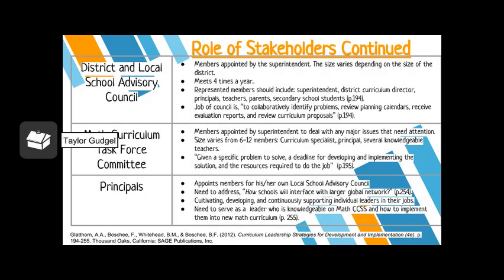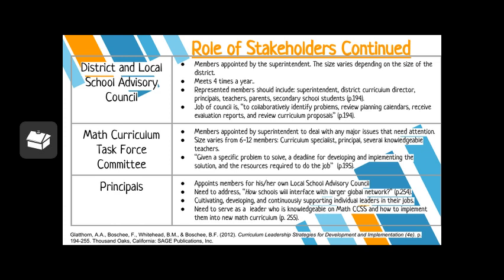The next few stakeholders are the district and local school advisory council. These are members appointed by the superintendent, and the size varies depending on the size of the district. This group will meet 4 times a year and is represented by members who should include the superintendent, district curriculum director, principals, teachers, parents, and secondary school students. The job of this council is to collaboratively identify problems, review planning calendars, receive evaluation reports, and review curriculum proposals.